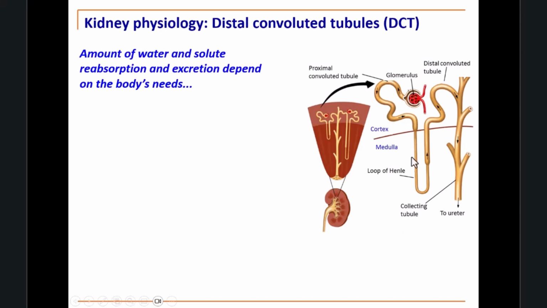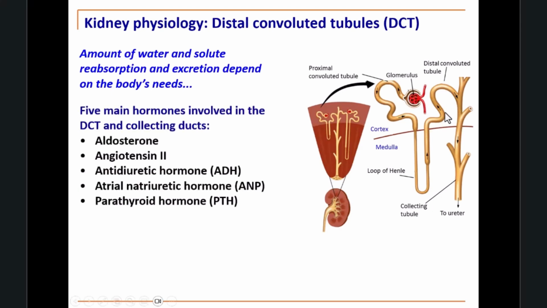So we've now concentrated the filtrate as it comes into the distal tubule, or the distal convoluted tubule. And this is basically where we have a lot of fine tuning. This is where the hormones act. Most of the hormones that act on the kidney work in this distal convoluted tubule and in the collecting ducts, and they fine tune to what the body actually needs.